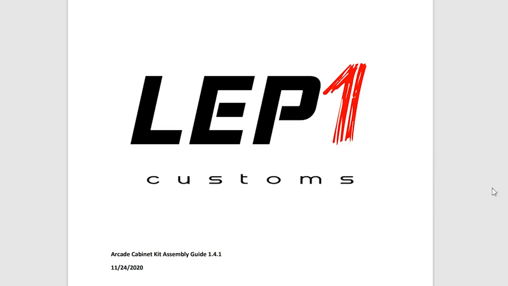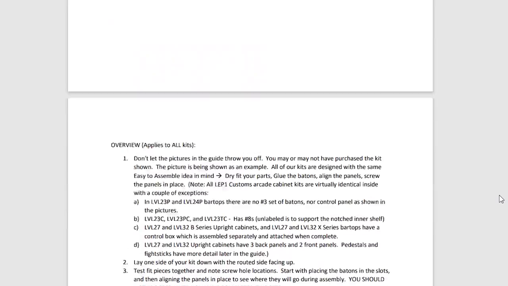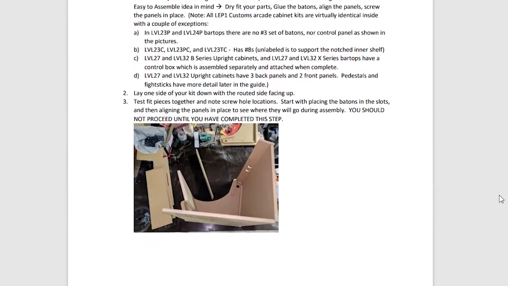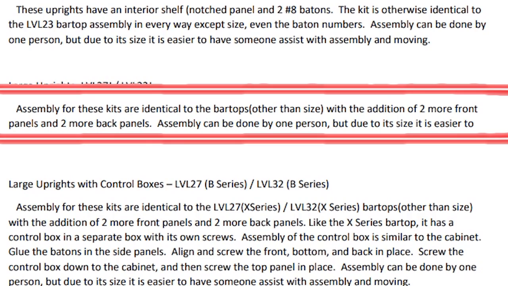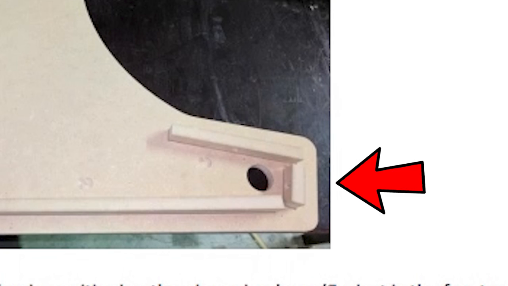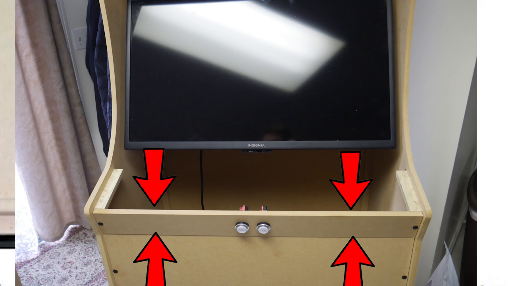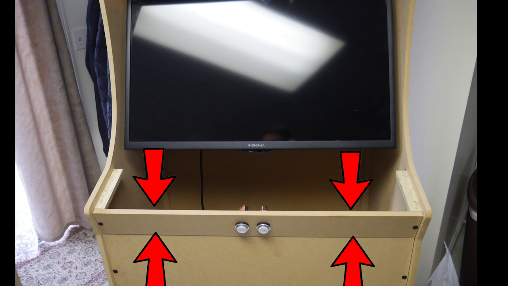The only issue that I have is that the manual that comes with this isn't even for the arcade machine I bought. So he sent me a bar top arcade machine manual, and in the manual it just says they're all set up the same way no matter the size. So there's a couple of pieces in here that aren't really explained, like the small batons that hold up the buttons and joystick plank of wood here. So I kind of had to figure that out.